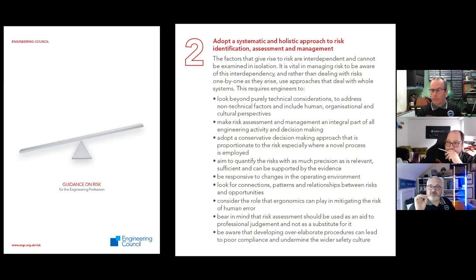I've spoken to too many sparks in domestics where they will do a piece of work, they go back 18 months later because they've done a five-year materials guarantee, they turn up and somebody's done something but they can't prove it because they can't find the photos on the phone. So it's very much worthwhile. Aim to quantify risk with as much precision as is relevant, sufficient and can be supported. Be responsive to change in the operating environment. Look for connections, patterns and relationships between risk and opportunity.